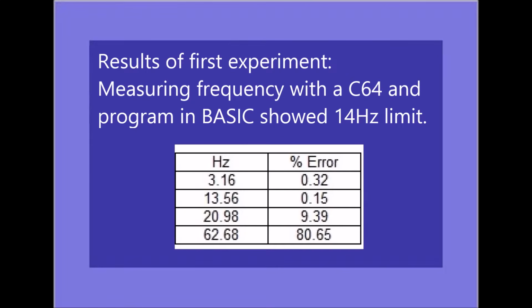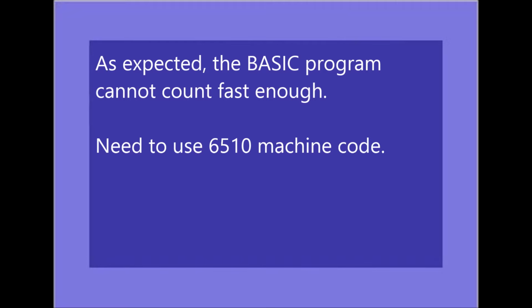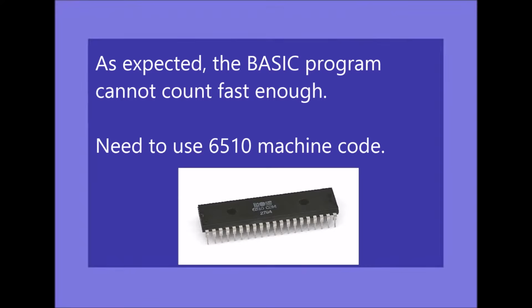The previous experiment measuring frequency using just a basic program had pretty decent results up until about 14 hertz, and then the error began to increase significantly after that. So, in order to get around this, for the Commodore 64 to count fast enough, I have to leave at least in part the BASIC program behind and go to 6510 machine code, which is the processor the C64 uses. It's very similar to the famous 6502 processor.